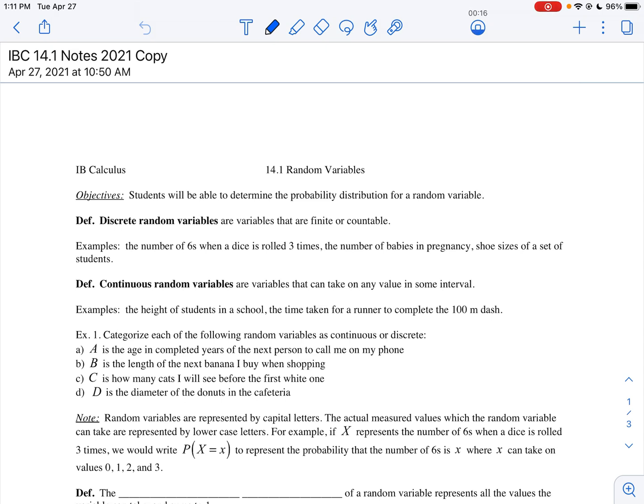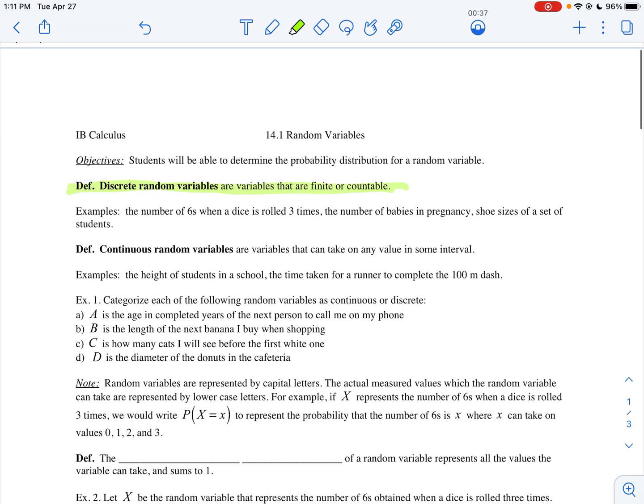A discrete random variable is a variable that is finite or countable. So for example, the number of sixes when a dice is rolled 3 times, the number of babies in a pregnancy, shoe sizes of a set of students. Those are all countable. A continuous random variable is a variable that can take on any value in some interval. So examples could be the height of students in a school, the time taken for a runner to complete the 100-meter dash.